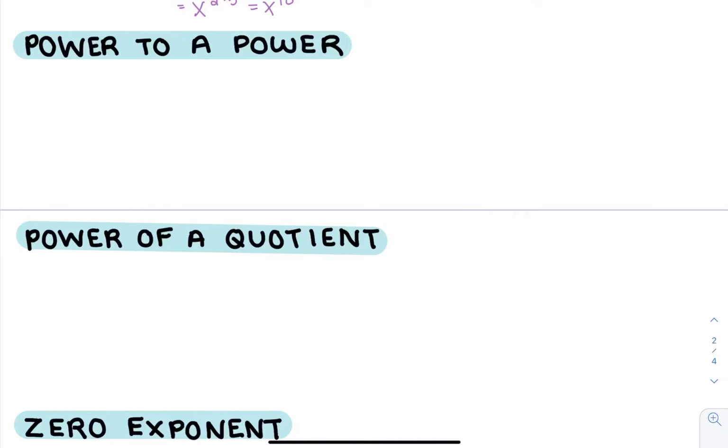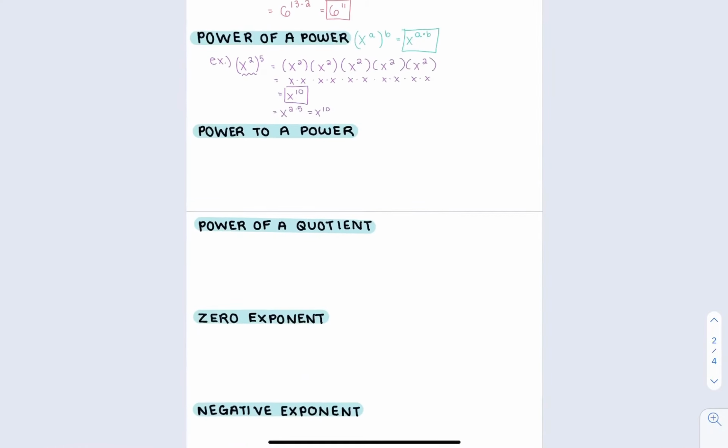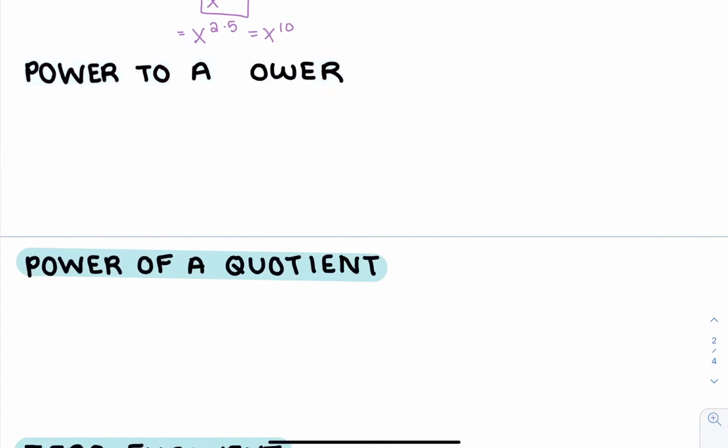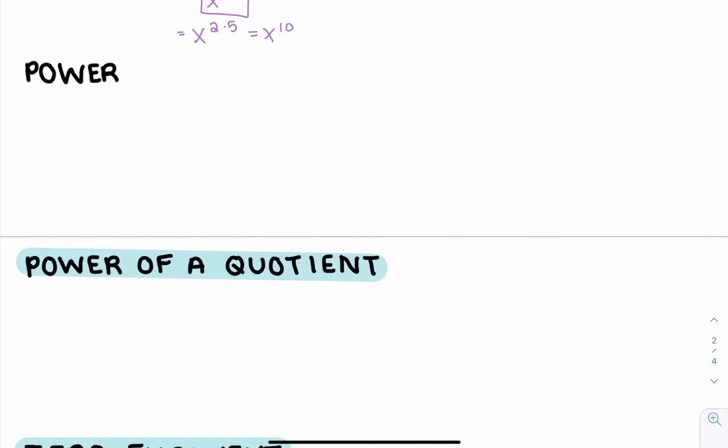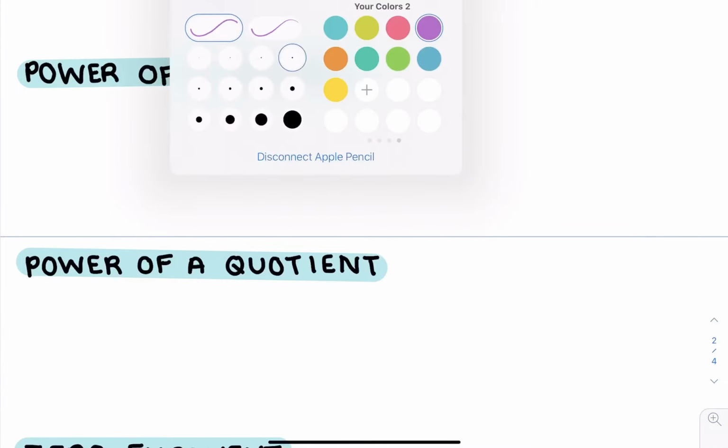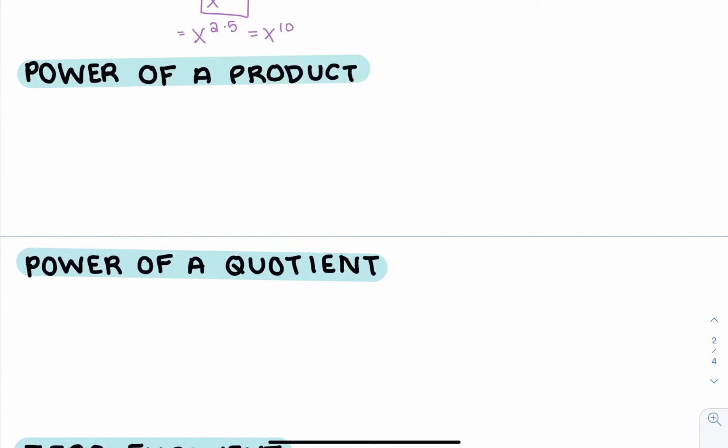So this is something that looks like, I have the wrong one. So power, let's fix this real quick, of a product. So remember, product means to multiply. So what I'm going to do here is say I have something that looks like x times y to the a. What I do here is I distribute this exponent to everything inside. So I say this is x to the a times y to the a. And now x and y are different bases, so I can't combine them.